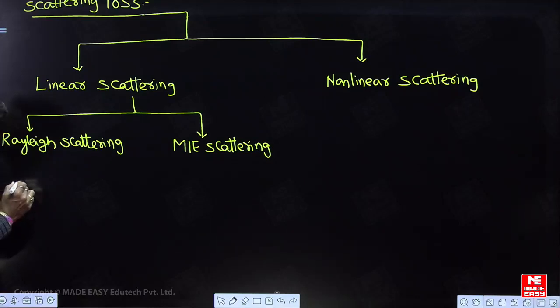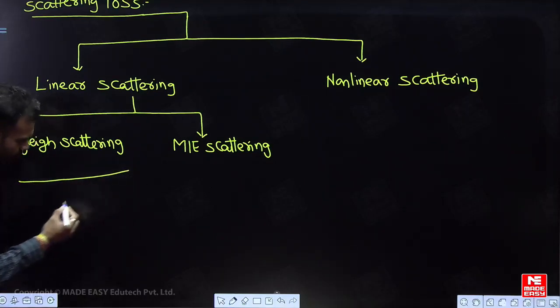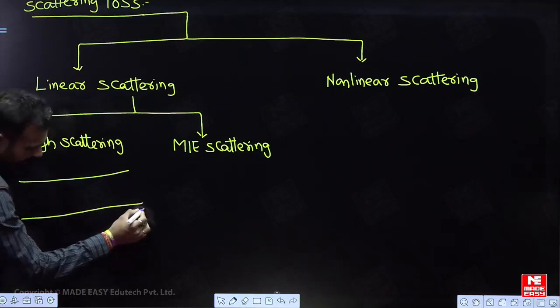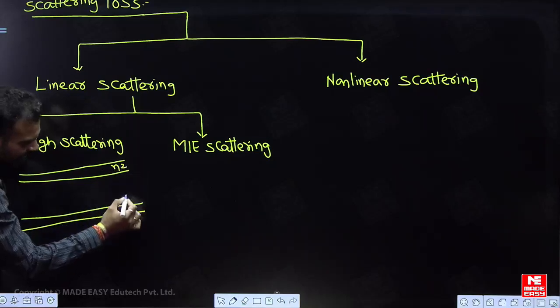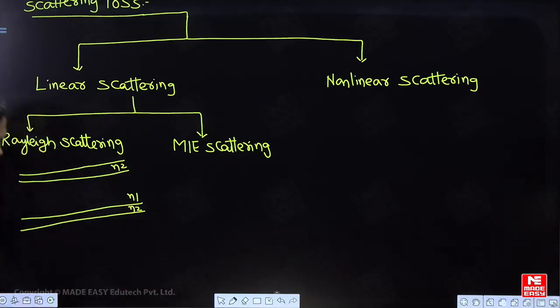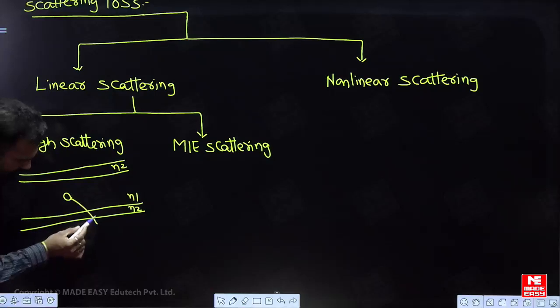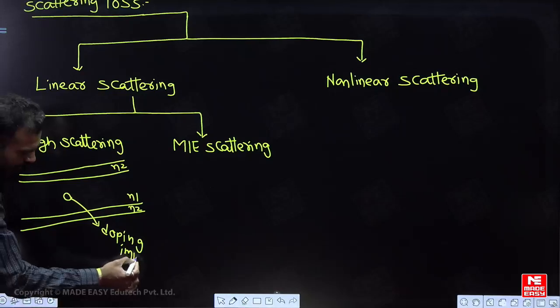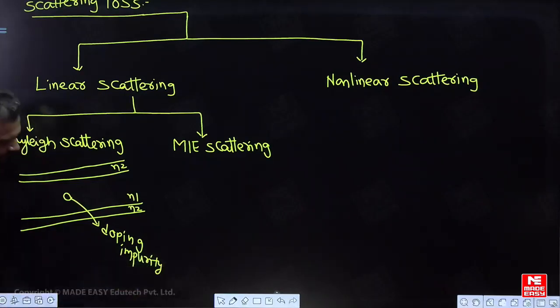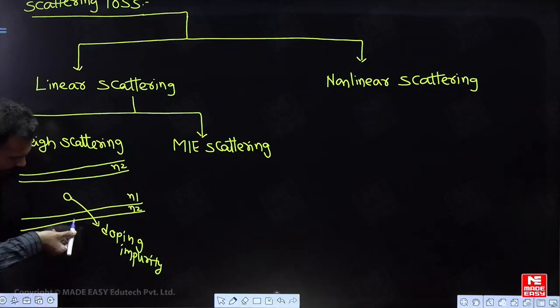Now, when we talk about Rayleigh scattering, we study it in the classroom. It is the core and it is the cladding. Cladding is formed means doping is done. This is N2, this is N1, and this is N2. So whenever the doping is done, if any one of the doping impurities has deeply penetrated into the core, this is a doping impurity. So the doping impurity has deeply penetrated into the core.